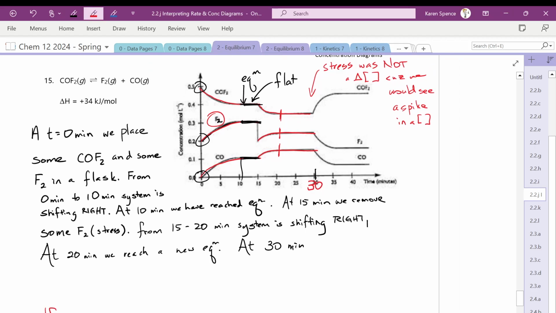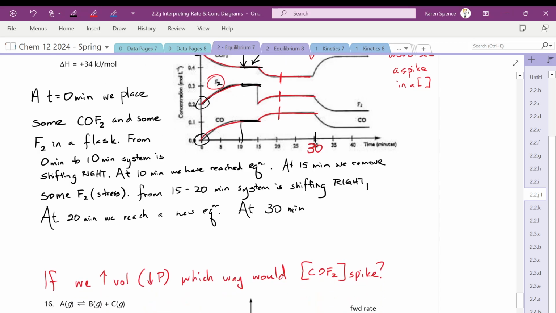If we increase volume, decrease pressure, which way would concentration of COF2 spike, F2, CO? Chat about that.